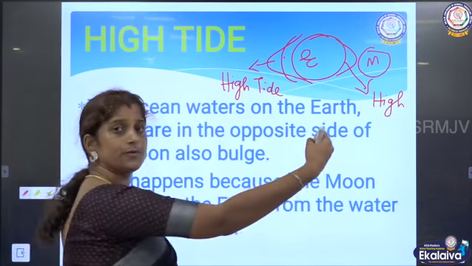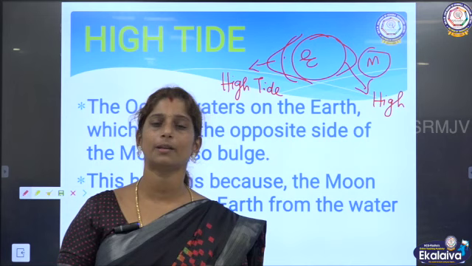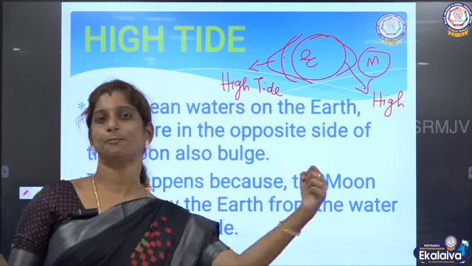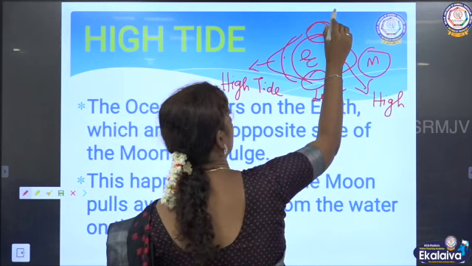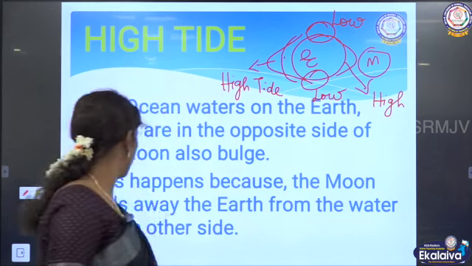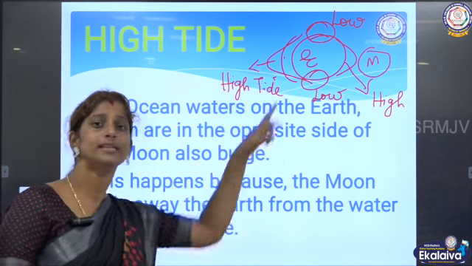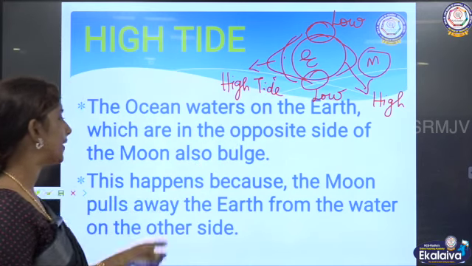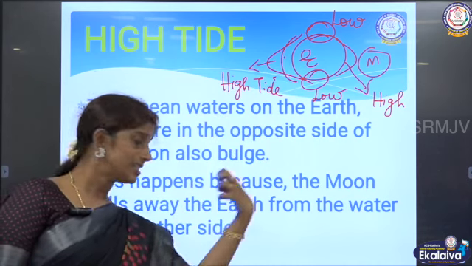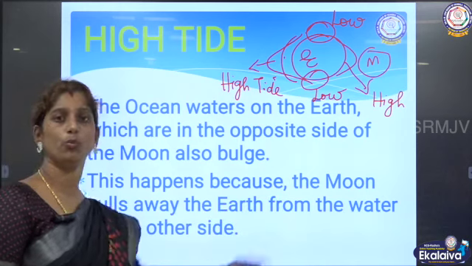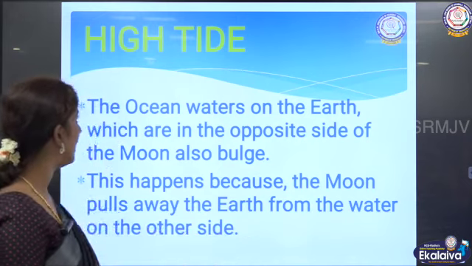So when these two directions face the high tide, what will happen to the top and the bottom part? That will be just expanded. So these two parts will experience low tide, right? So this happens because the moon pulls away the earth. So as I told you, why does this high tide happen? Because the gravitational pull of the moon will just pull the earth away from the water on the other side. So that is why both the sides are facing the high tide.